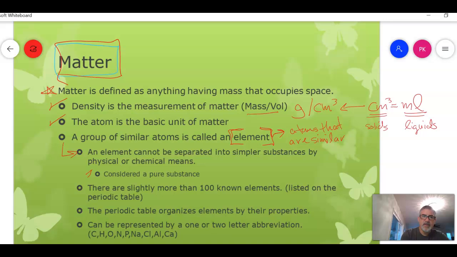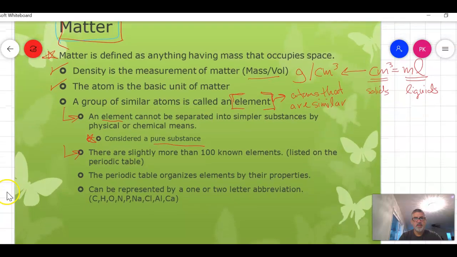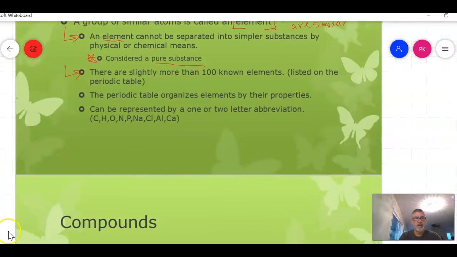Keep track of this. An element is considered a pure substance. There are two pure substances. An element is one. If you're taking notes, make sure you take notes of that. We have our periodic table of elements. There's slightly more than 100 elements listed. You may be up to 118, 120 now. It goes up all the time because we create elements. But of those, there's not as many naturally occurring. The periodic table organizes them, right? And they have one or two letter abbreviations. I think we're all familiar with all that stuff right now.